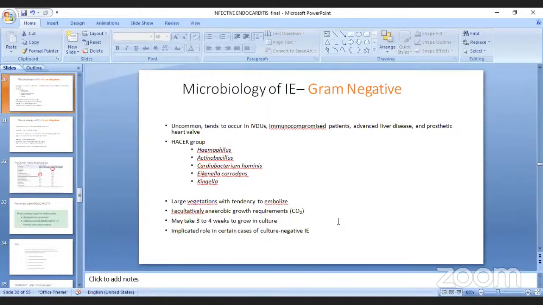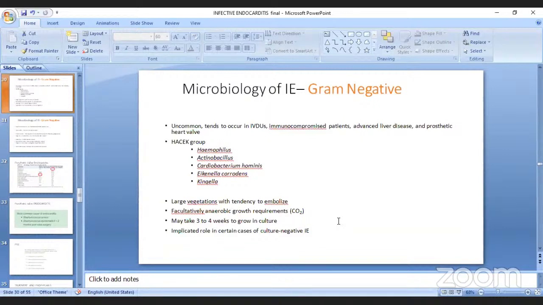a favorite question of MRCP UK. Okay, then it is microbiology. Again, we are coming to your gram negative organisms. They're very uncommon and they tend to be in IVDUs or immunocompromised patients like HIV, advanced liver disease, and prosthetic heart valve. We know HACEK organisms are very common in that. Gram negative organisms will cause very, very large vegetations which have a very high tendency to embolize. They are facultatively anaerobic, they require carbon dioxide, and they may take 3 to 4 weeks to grow in culture.